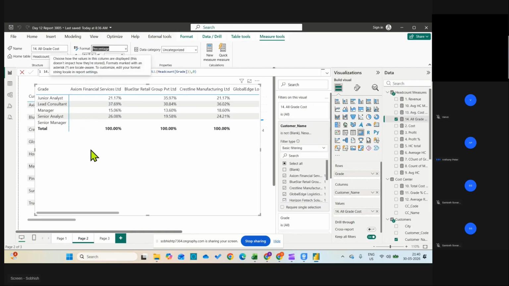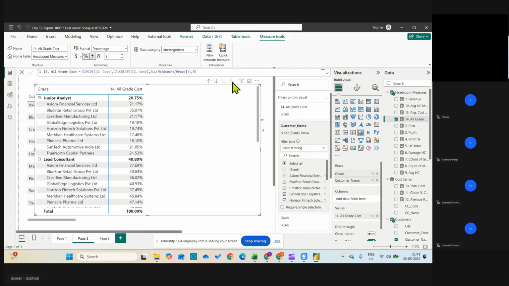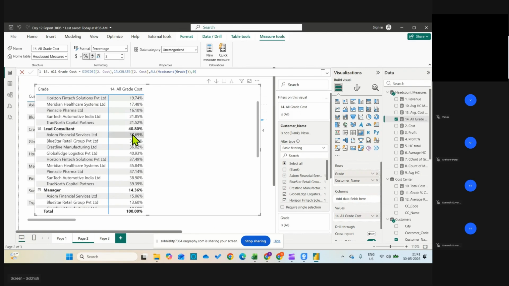So now look at this. Junior analyst, 21.17, 35%, 21%. So it gives me a view by customer. I can also do it by grade, like this. And then it shows for junior analyst what is the percentage for each. Which customer has a higher percentage? So lead consultant 37, 30, 36, 40 or 37. But then look at these two, Meridian and Pinnacle, 45 and 47. And lead consultant, we know that it's a high banded role. And obviously the cost is going to be higher.